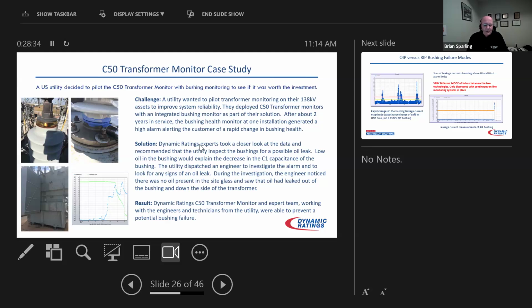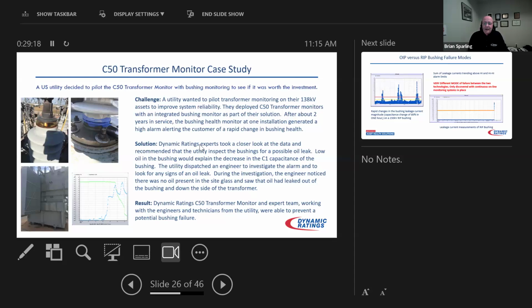represents the sum of the capacitance value. So the measurement of leakage current is directly proportional to the capacitance value. And the light blue line is the sum current going up. So the vector sum current is increasing. So within 24 hours, on this particular day, the condition of the bushing went from normal, I'll call it, to abnormal inside 24 hours. They called up and said they had never seen this sort of thing before. So what's going on? And our experts looked at it and said, we suggest you send somebody out to the site and look for signs of an oil leak.